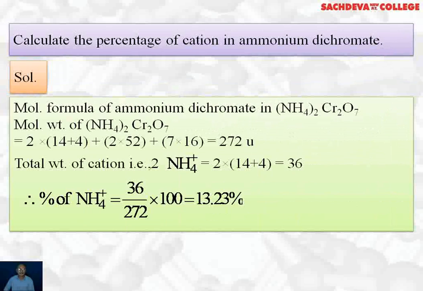Calculate the percentage of cation in ammonium dichromate. First we write the formula of ammonium dichromate, (NH4)2Cr2O7. Molecular weight of (NH4)2Cr2O7 is equal to 2 into 14 plus 4. 14 is the atomic weight of nitrogen. There are 4 hydrogen, so it will be 2 into 18, plus 2 into 52, because there are 2 chromium atoms, plus 7 into 16. It will come out to be 272 U. Total weight of cation is equal to twice of ammonium ions, that is twice of 14 plus 4, 36. Percentage of ammonium ion will be equal to 36 divided by 272 into 100. This comes out to be 13.23%.